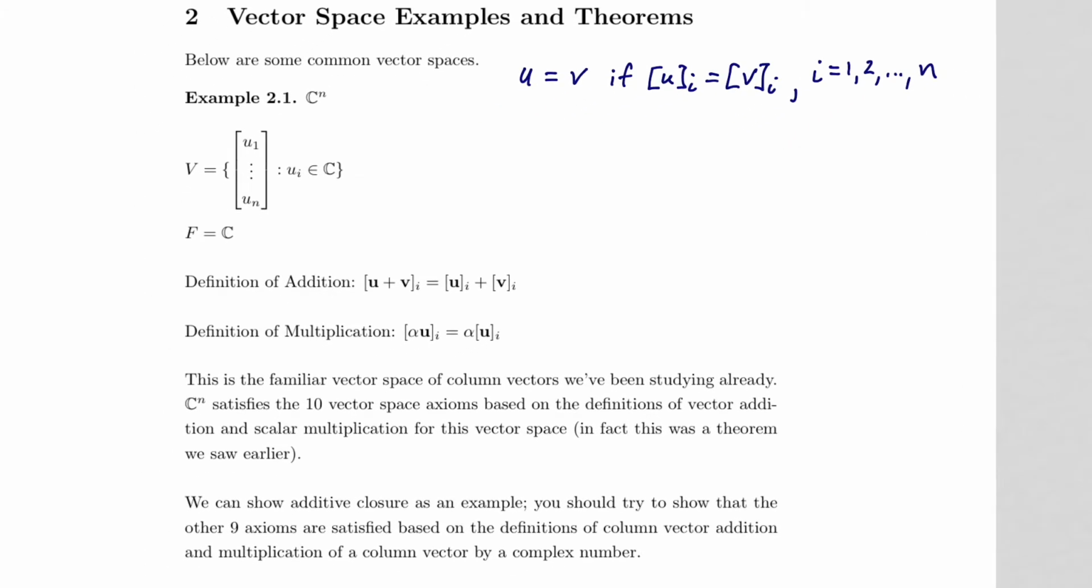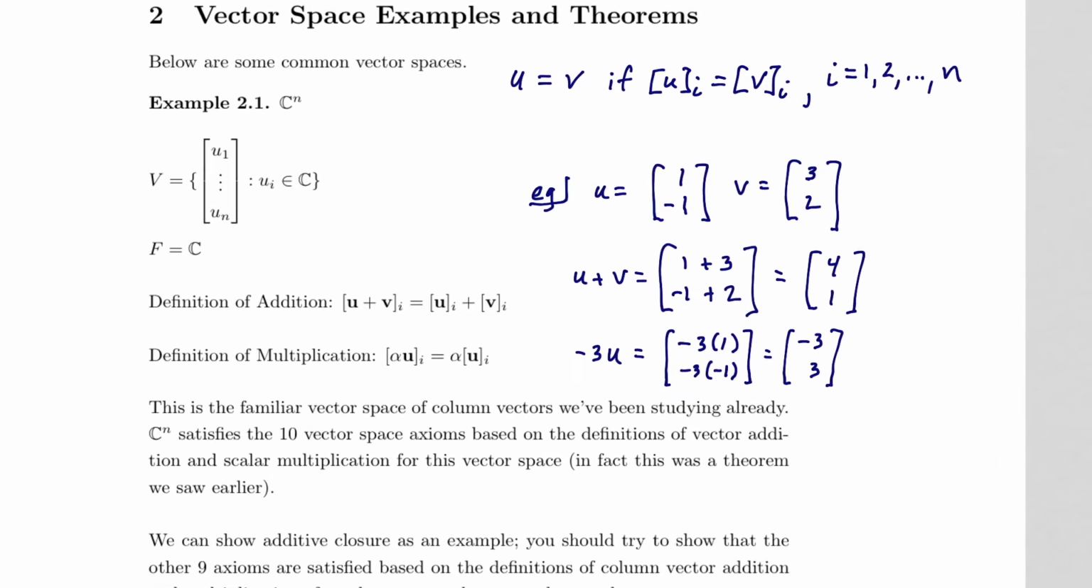The definition of addition is the same as we saw before. The component in position i of the sum of u and v is just the sum of the components in position i. The definition of multiplication is given by this equation: the component in position i of alpha times u, this new vector alpha u, is equal to alpha times the component in position i of vector u. This notation may still be a little unusual if you are not used to it yet, but it's very efficient, which is why we use it.